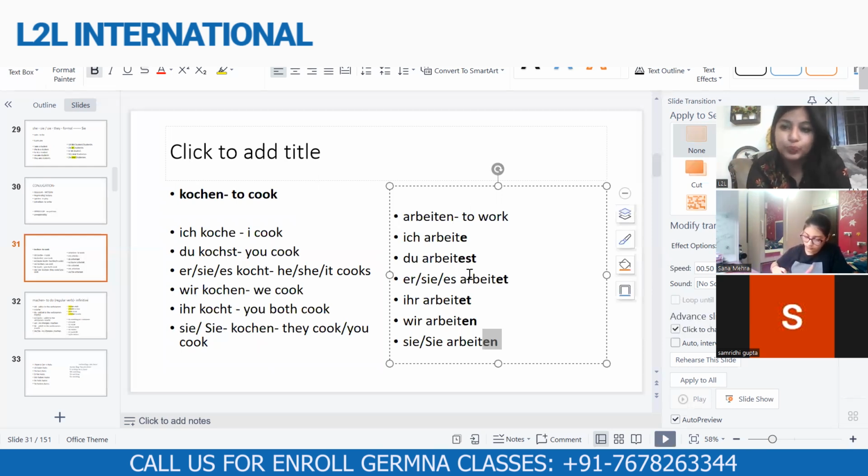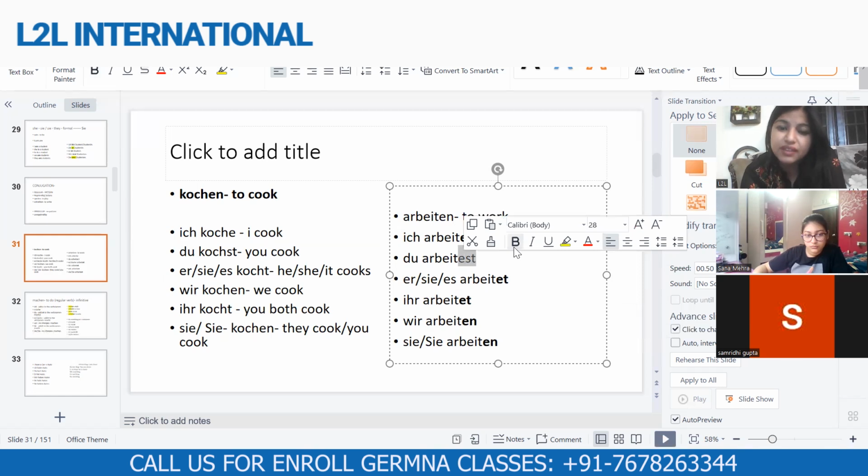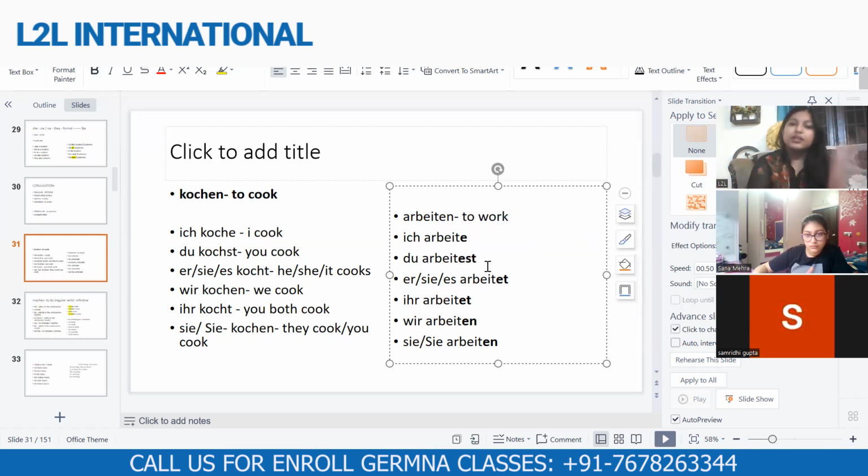For example, in du. If I tell you why the change is here: if I remove this est part, for Germans it becomes a little clumsy to read this word. Arbeist, arbeits. They are not able to read it. So in order to make reading easier, they added est so that it becomes arbeitest. Just to make the pronunciation a bit easier, they have added est here. So it is not a rule and it is not a completely irregular verb, because we have seen no major changes.